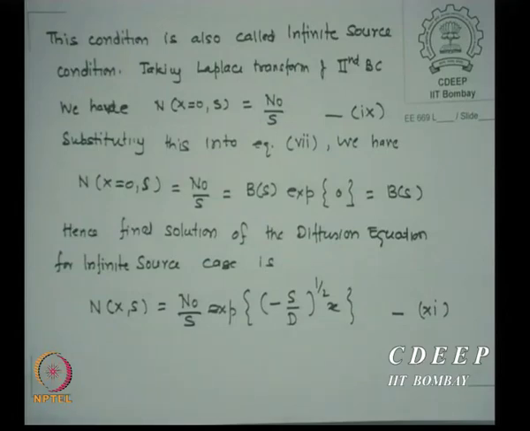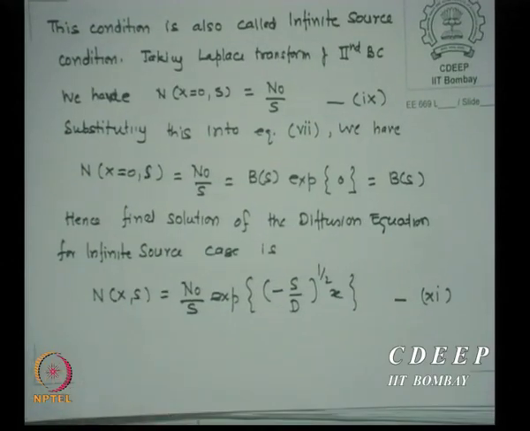And therefore, for the infinite source or constant source case, the solution of the diffusion equation is N(x,s) is N0 by s times exponential of minus the square root of s by D times x. This is the solution of diffusion inside silicon when we start with a constant source at x equal to 0, constantly N0. This is the equation you get for it. Is that okay? So now I have the diffusion equation solved for the profile.